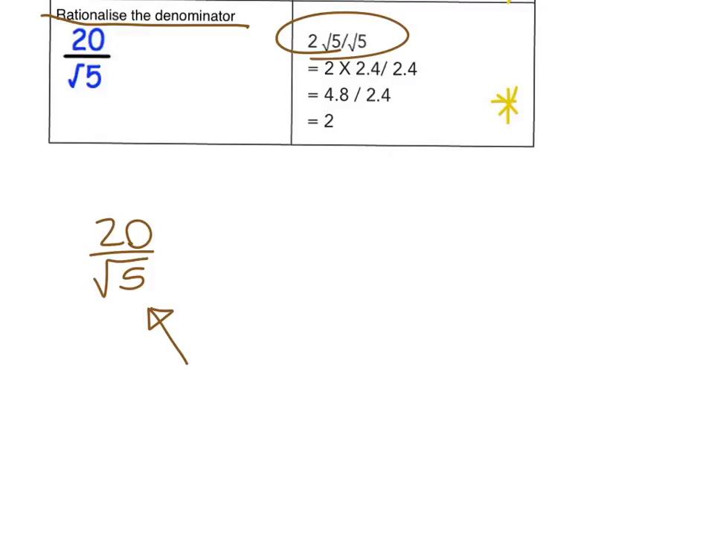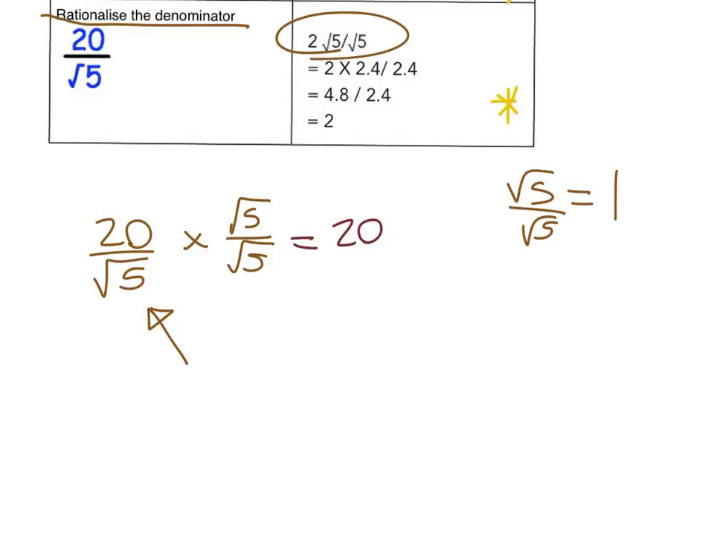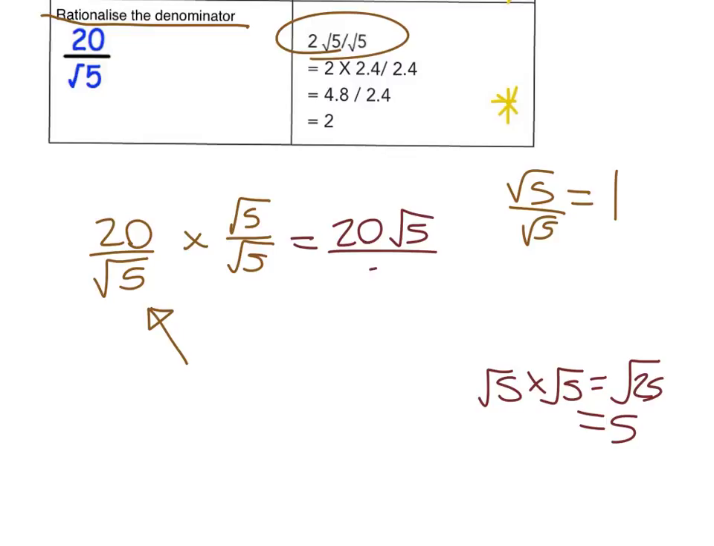We don't want it. So we can't change the size of the fraction, but if I multiply by root 5 over root 5, well, root 5 divided by root 5 is just 1. So it's just the same as multiplying by 1. So what I'll end up with is 20 root 5 on the top, and root 5 times root 5, don't know if you remember your surds, is root 25, so that just gives me the number 5. And I can now cancel my fraction down because 5 goes into this and 5 goes into that. Go back and do your corrections, please.